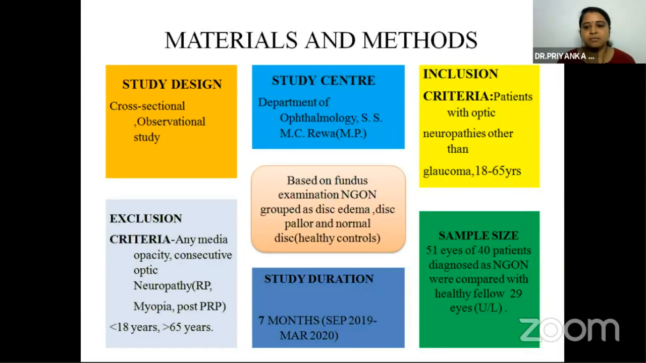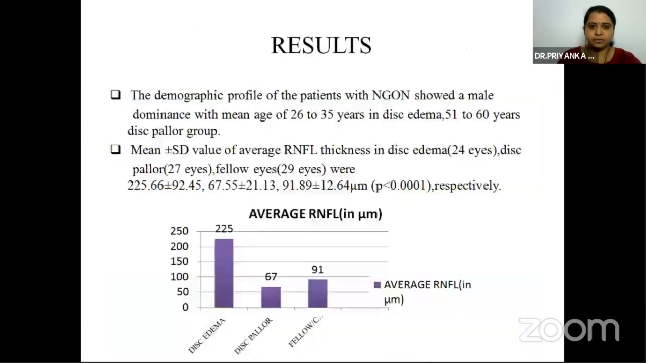65 years. Sample size was 51 eyes of 40 patients diagnosed as NGO and was compared with the healthy fellow eyes. Based on the fundus examination, NGO was grouped as disc edema, disc pallor, and normal healthy. The study duration was 7 months.